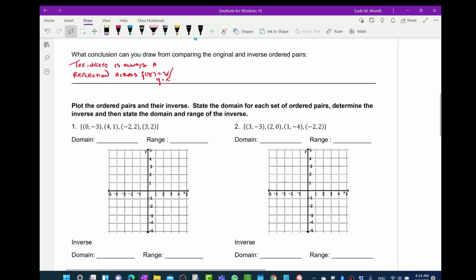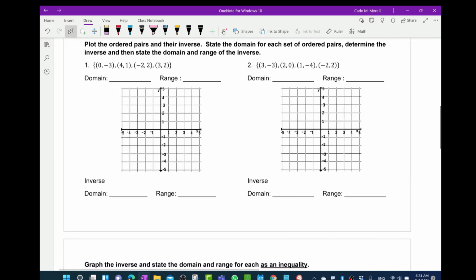All right, so now here's the homework part. Plot the ordered pairs, state the domain, determine the inverse, and state the domain and range. Okay, so plot the ordered pairs. This should be fairly easy. (0, -3): 0 on the x, -3 on the y would be the y-intercept. And then (4, 1), (-2, 2), and (3, 2).